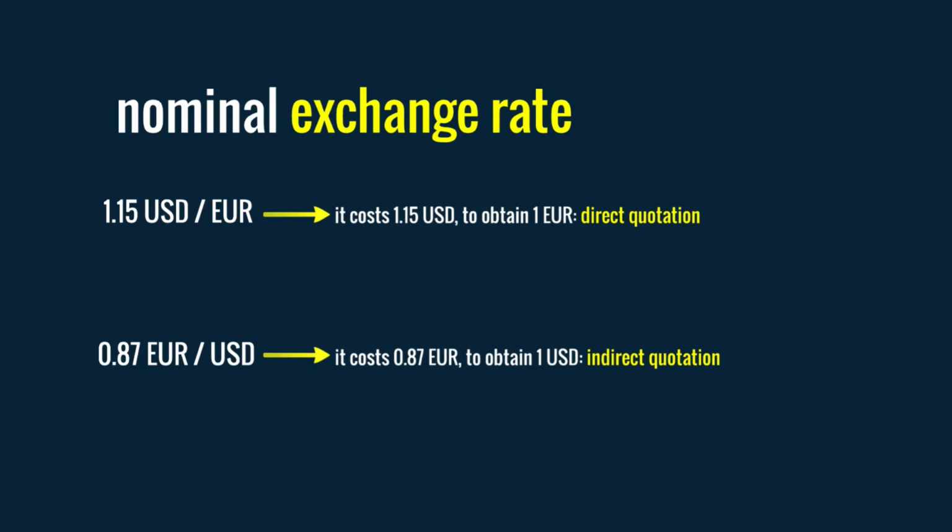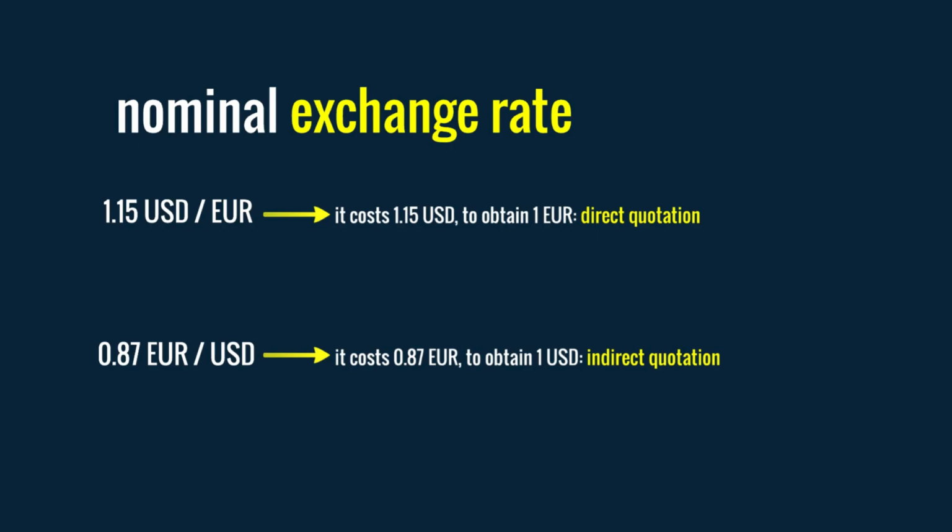The same ratio expressed as an indirect quotation, how many units of the domestic currency, euro, are needed to obtain 1 unit of the foreign currency, US dollar, would be 0.87 euros per US dollar. So how do we arrive at the 0.87 euros?